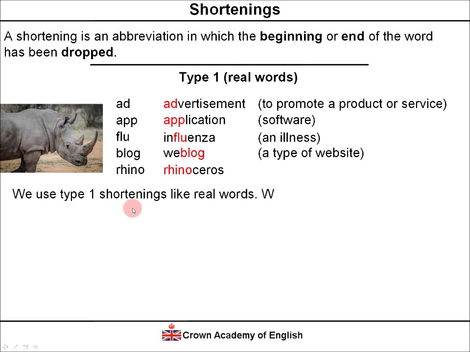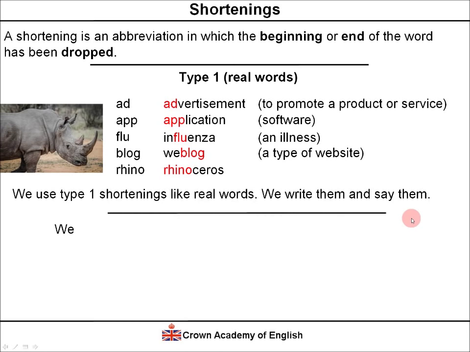And we use type 1 shortenings like real words. In fact, they have now become real words. They have almost replaced the full form. So these words, in fact, appear in the dictionary. So we write them as a real word, and we say them as a real word. Okay? So they are words in their own right.